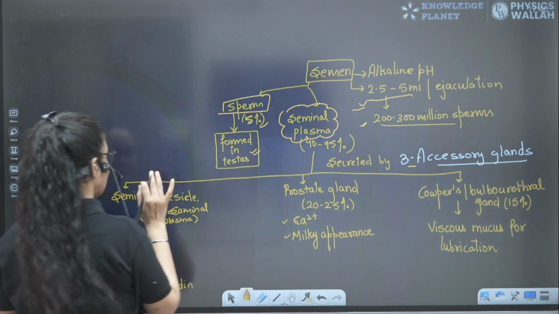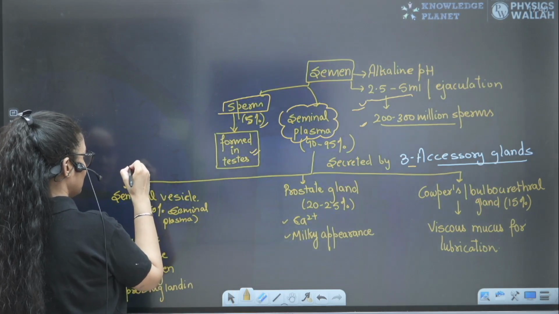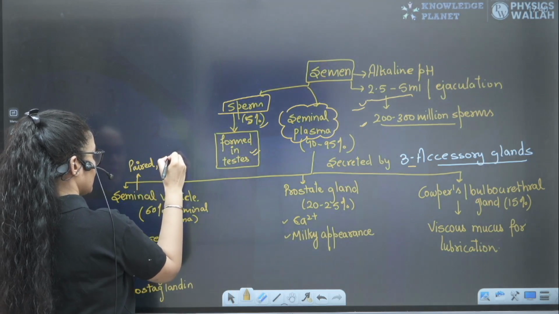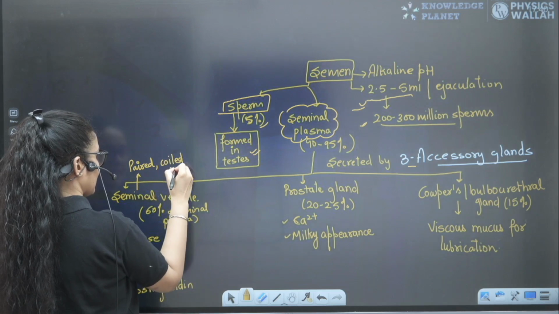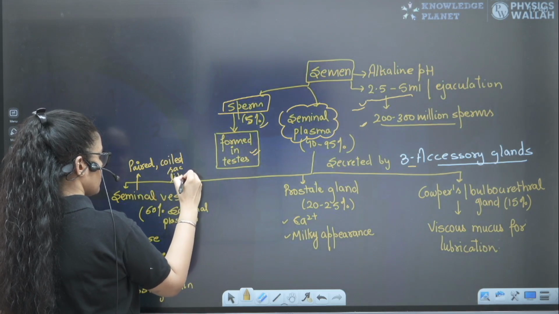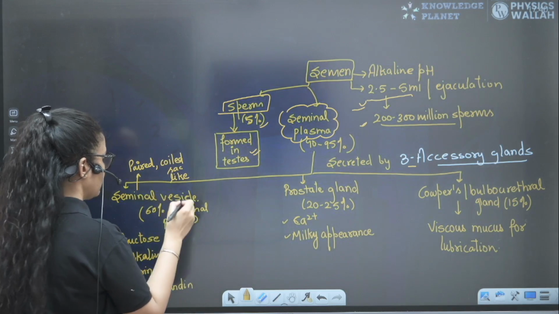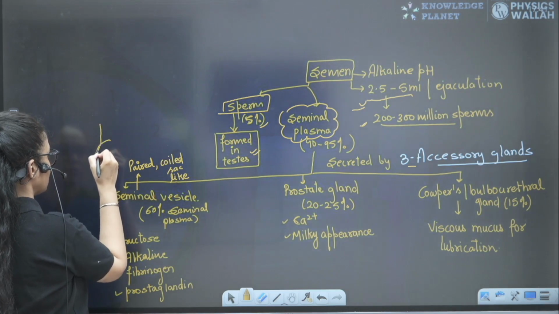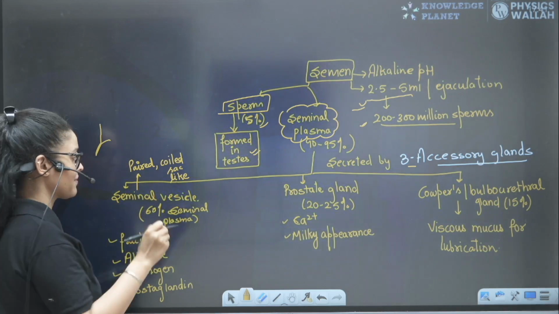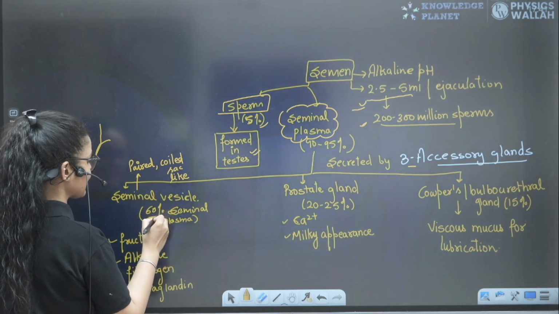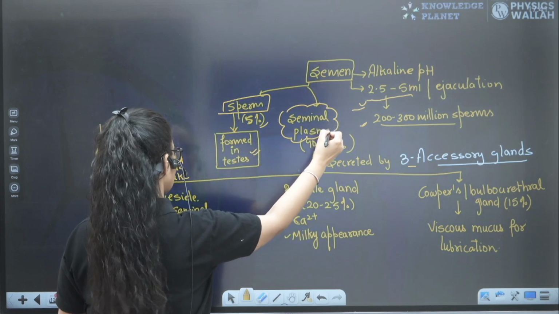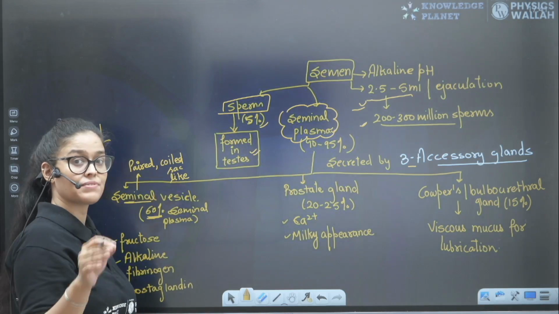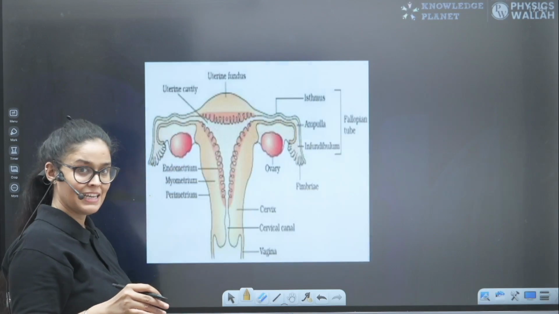The first accessory gland is the seminal vesicle, which is paired and sac-like. You have seen it was a coiled, sac-like structure, so you have to remember it. This seminal vesicle duct and the vas deferens duct open into the common duct known as the ejaculatory duct that we have seen. It secretes 60% of the seminal plasma. That's why we call it seminal plasma after the name of the seminal vesicle, because the majority of this secretion comes from this particular vesicle.